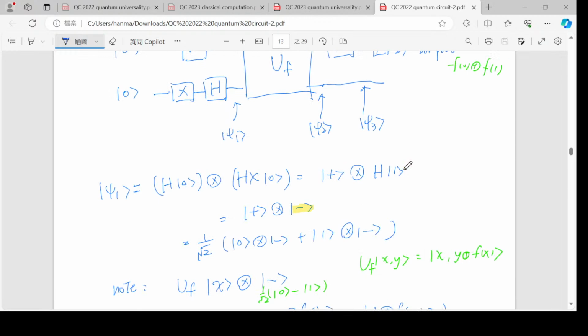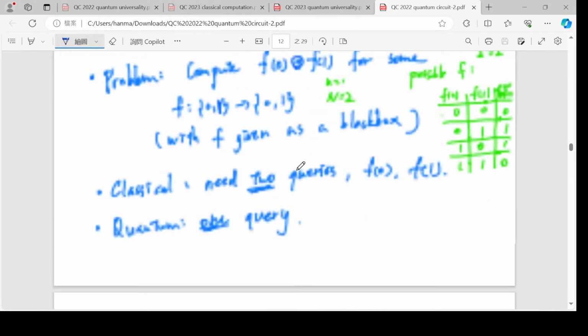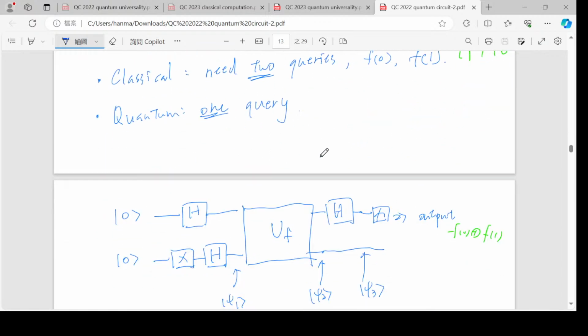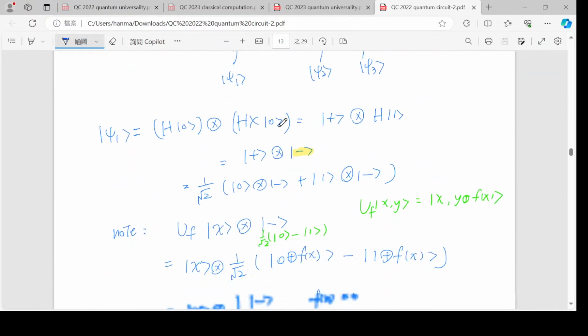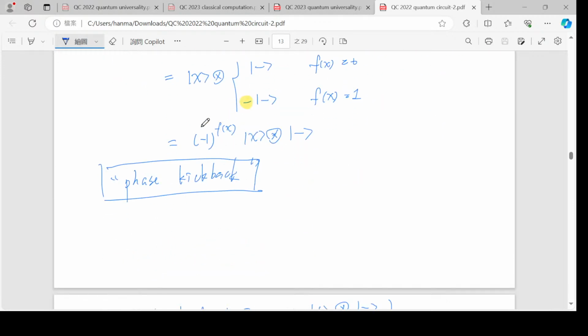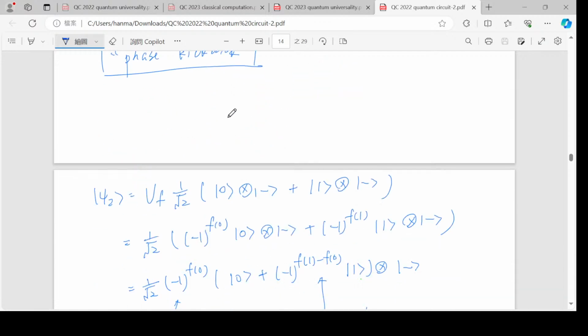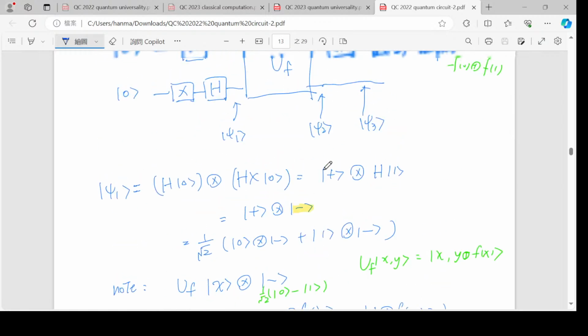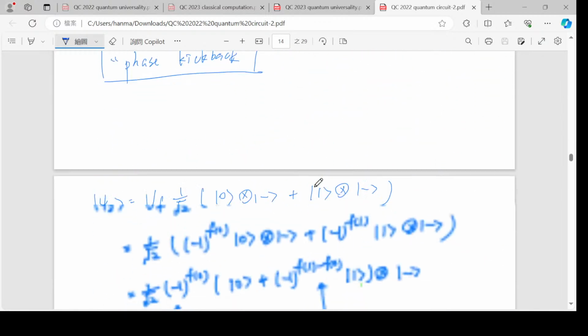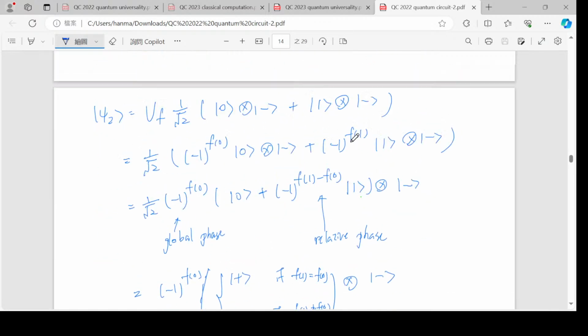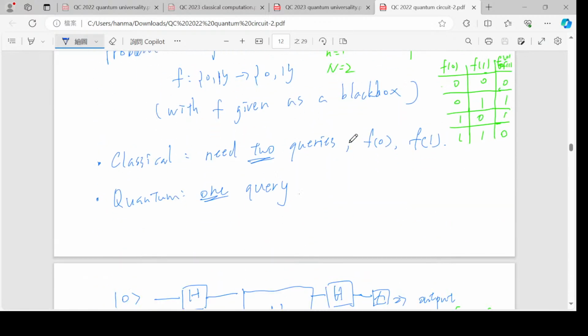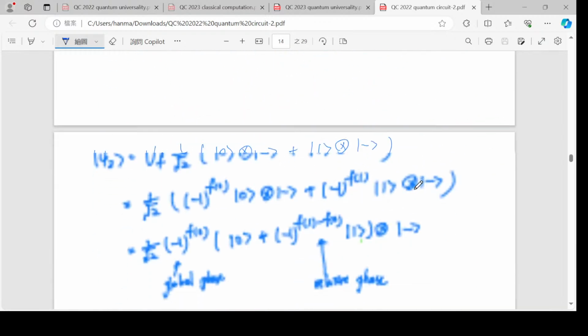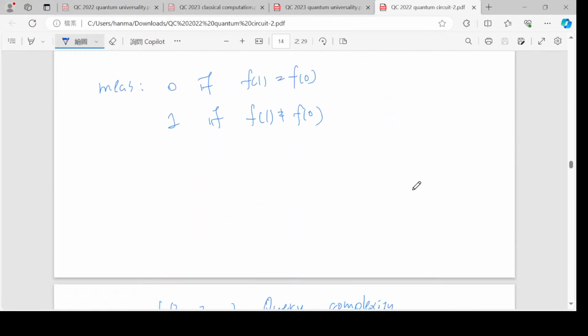This phase kickback technique works when you have a Boolean function, so the output is just 1 bit, and you put a minus sign on the output bit. Then you find you get a phase of (-1) to the f(x) on your input register. Phase kickback is really cool. So just 1 application of the quantum query gives you this result of f0 plus f1, as the Deutsch algorithm shows. This is the first separation we have between quantum and classical query.